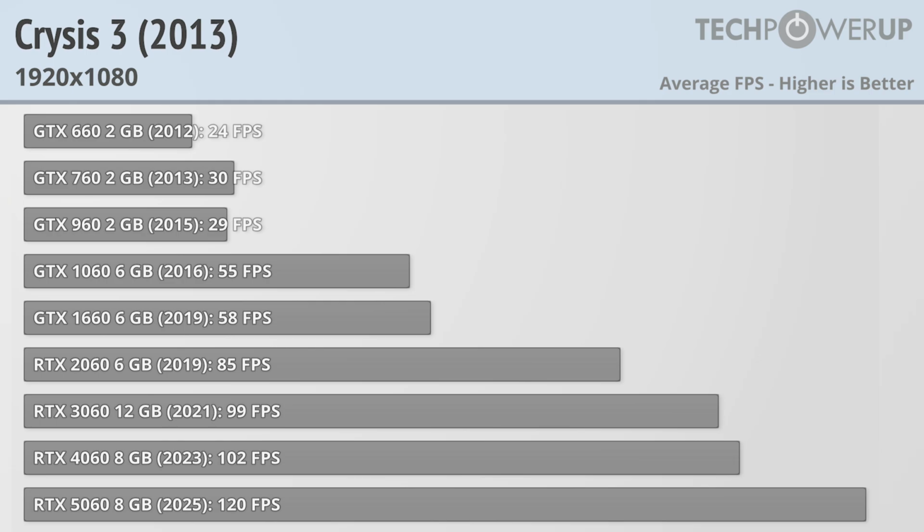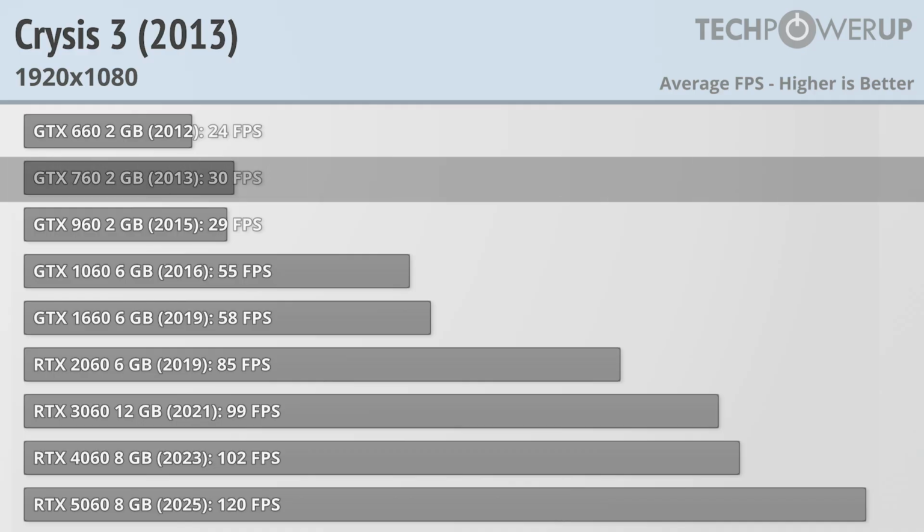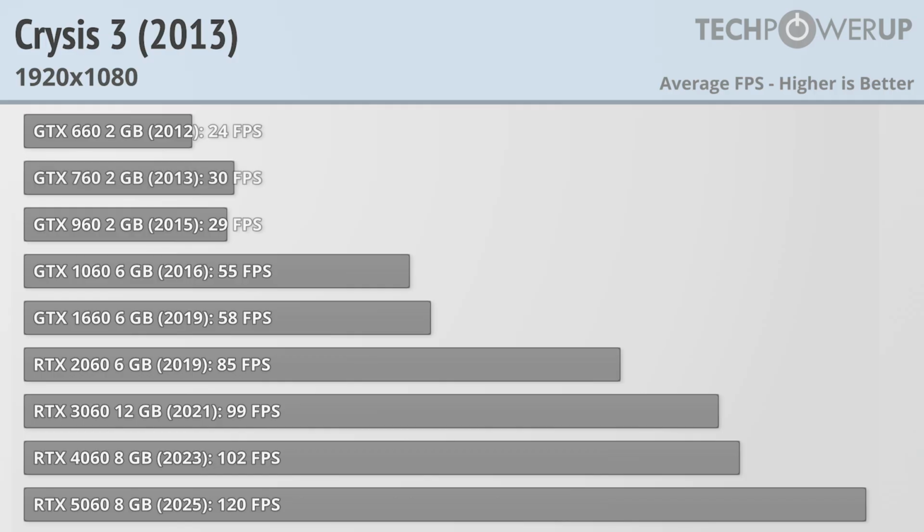It's vintage game testing, so we need to include a Crysis game, and in this case, Crysis 3 from 2013. This game was pretty stressful on hardware, especially back in the day, with the GTX 760 only delivering around 30 FPS, despite being released the same year. Even with a modern GPU though, it's still not a cakewalk, with the RTX 5060 able to deliver 120 FPS, which is pretty low for a 12-year-old game.